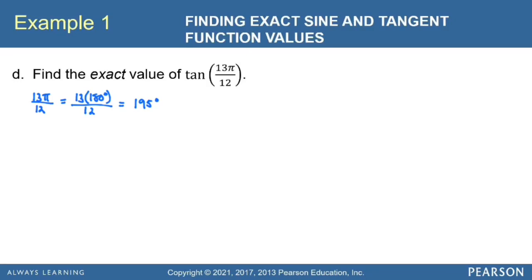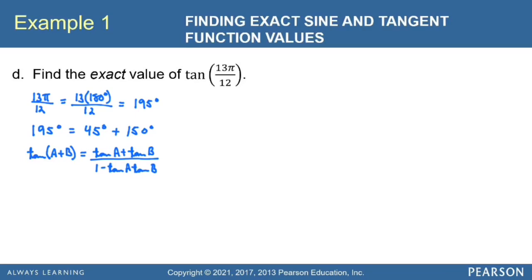Now your first thought is probably to do this like we did in Part C. So you see the 5 here, and that makes you start thinking about 45 plus something else. So 195 is 45 plus 150. Let's go with that. Because we see the plus sign here, we know that we'll want to use the tangent of A plus B formula. And we know that 45 degrees is going to take the place of angle A, and 150 degrees is going to take the place of angle B.